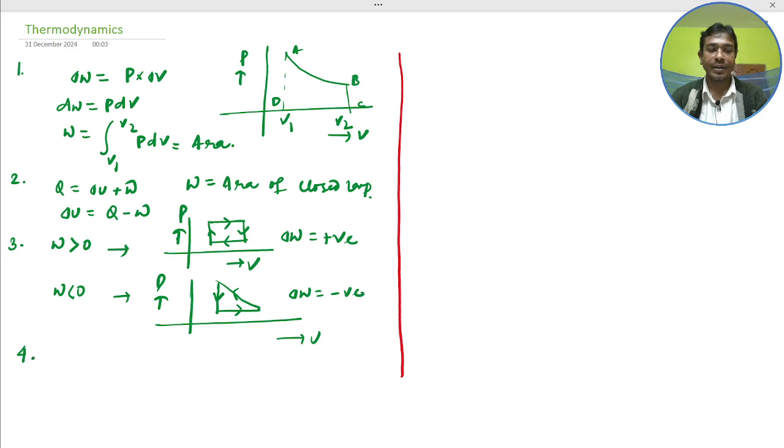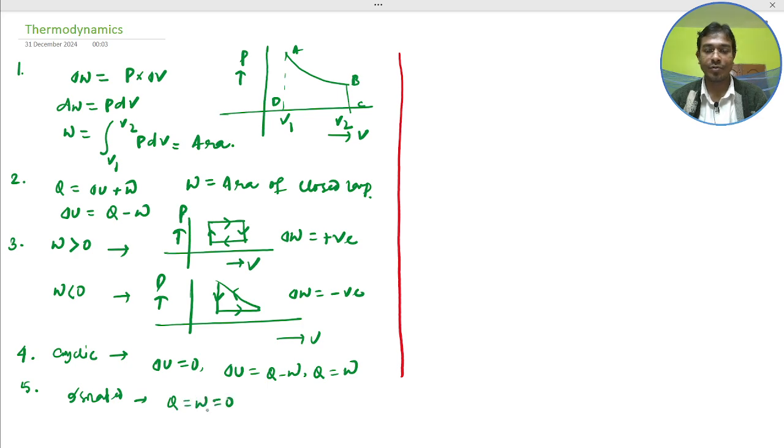Next one, the cyclic process, where del U is equal to 0. So del U equal to Q minus W gives Q equal to W. The next, isolated system: Q equal to W equal to 0. So del U equal to Q minus W, or del U is equal to 0 for the isolated system.